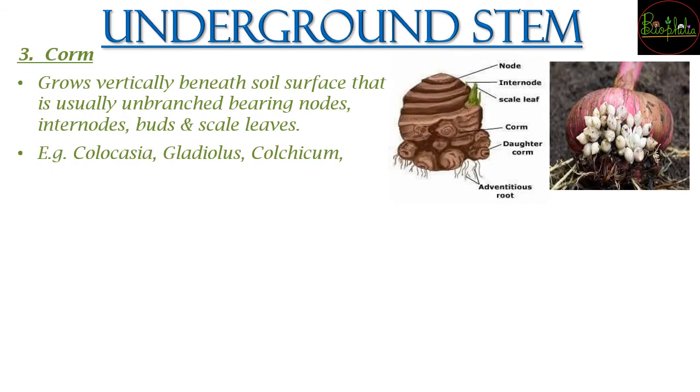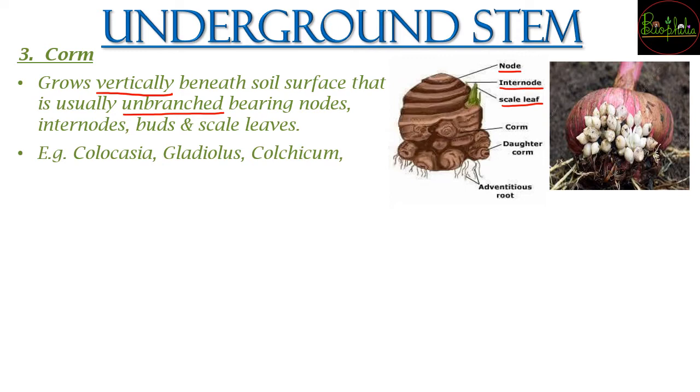Next is going to be a corm. So corm is going to generally grow vertically but beneath the soil surface, and it is going to be unbranched, bearing nodes, internodes, buds and scaly leaves, giving it the name as underground stem. So corm can be found in the case of colocasia, gladiolus and colchicum. So जैसे यहाँ पे एक photograph है that you can see is going to be of colocasia. So it is going to have nodes जहाँ से you can have different types of scaly leaves forming. Between the two nodes you are going to have internode.